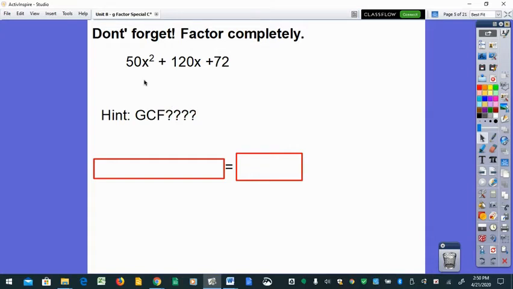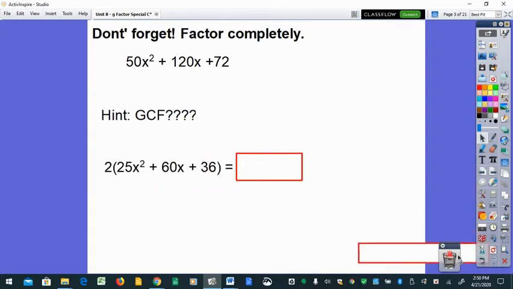Did you notice they're all even? So we could at least factor out a 2. So why don't we start there? Take out a 2, factor out a 2, and you'd be looking at this. It still looks kind of nasty until you now realize that that's a perfect square, 5x squared. And the end is a perfect square, 6 squared.